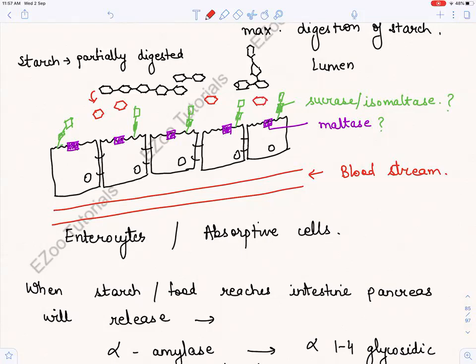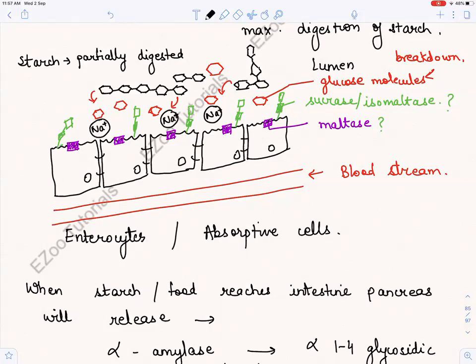What are these red things that I am drawing? These are glucose molecules after the breakdown. They are not present in the lumen, they are after the breakdown. So all this is getting broken down into glucose molecules. We also know that the lumen has sodium ions. I will tell you why I am telling you about these sodium ions.